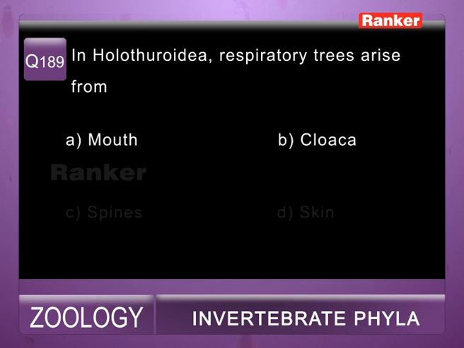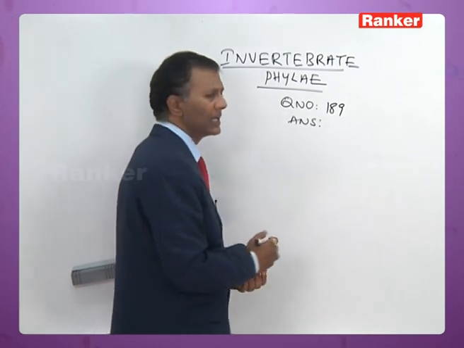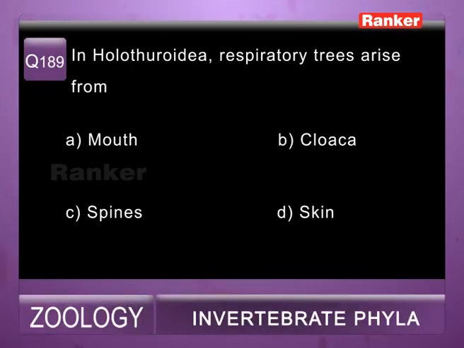Now 189 question, in Holothuridia, respiratory trees arise from A. mouth, B. cloaca, C. spines, D. skin. They arise from cloaca, that's why they are referred to as cloacal respiratory trees. 189 question, correct answer is B.